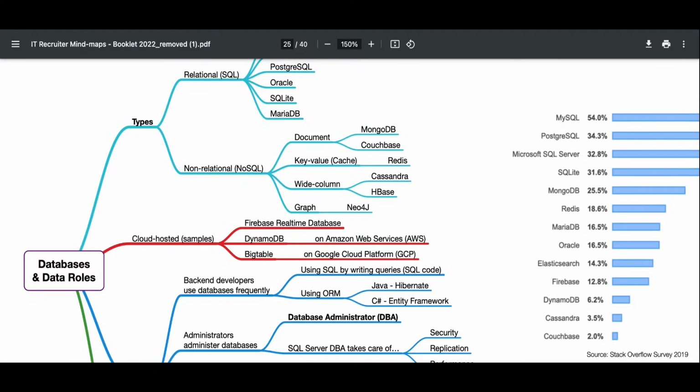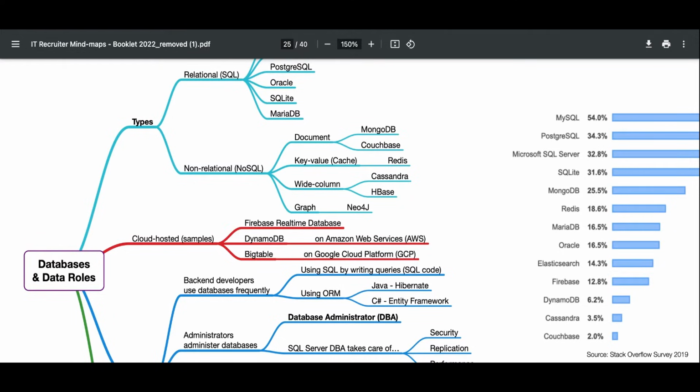So for NoSQL, it depends on whether it's a graph database, wide column database, document, or key value. According to that, the database will be different. MongoDB, Couchbase, Redis, Cassandra, HBase, Neo4j for NoSQL. And for SQL, we understood MySQL, PostgreSQL, Oracle, SQLite, MariaDB. These are the relational and non-relational databases.